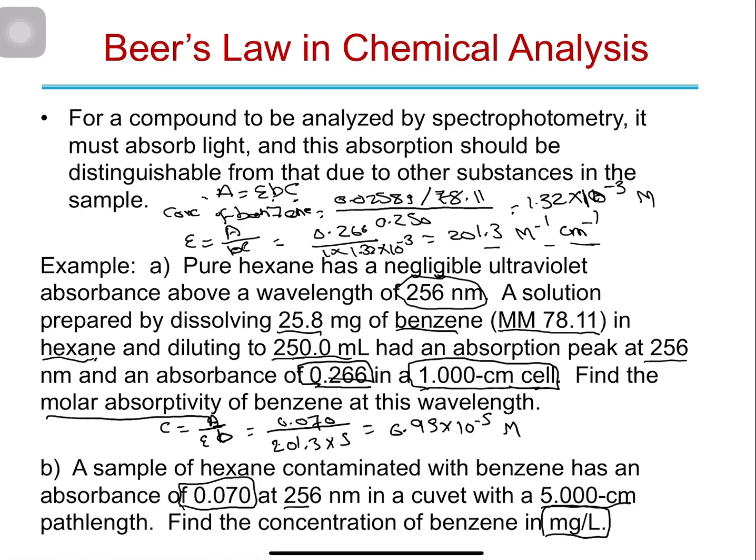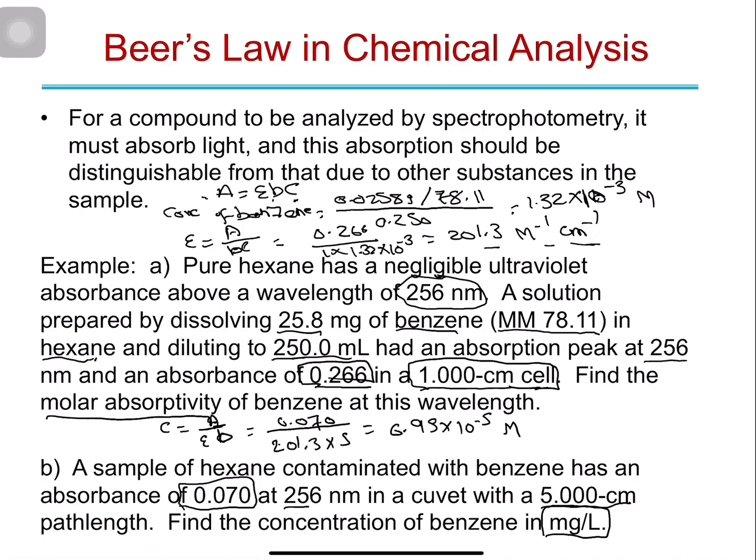Now I want to convert this into milligram per liter. To convert from the molar concentration into milligram per liter, what I need to do is multiply this value, in moles per liter, times how many milligrams per mole, or the molecular mass, and multiply this by 1000 to convert it from grams into milligrams.